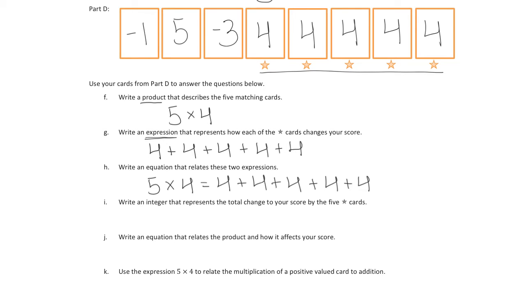I, write an integer that represents the total change to your score by the 5 star cards. Well, if we look at our product in F, we know that 5 times 4 will give us 20. We also know that 4 plus 4 plus 4 plus 4 plus 4 equals 20. J, write an equation that relates the product and how it affects your score. So for J, we have 5 times 4 equals 20.